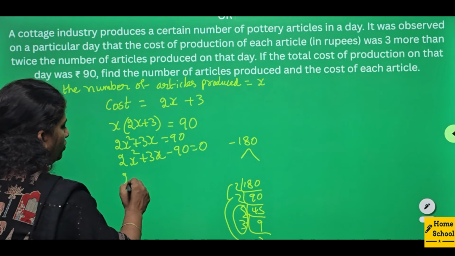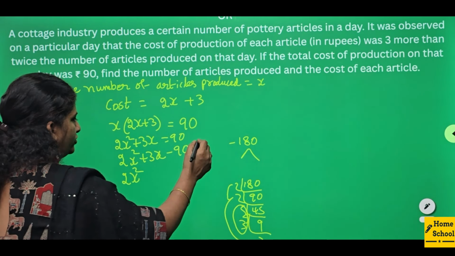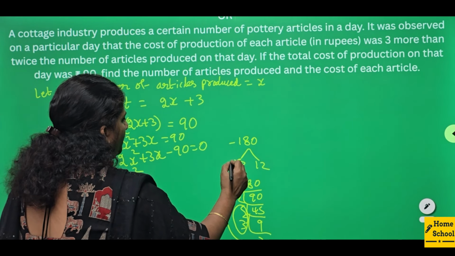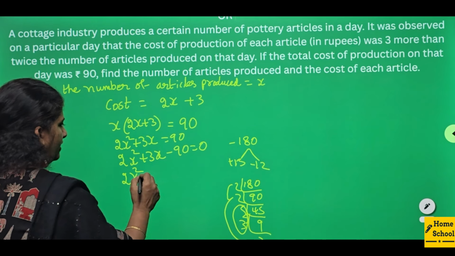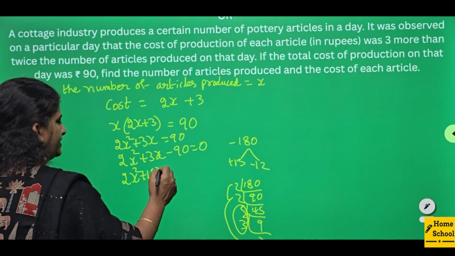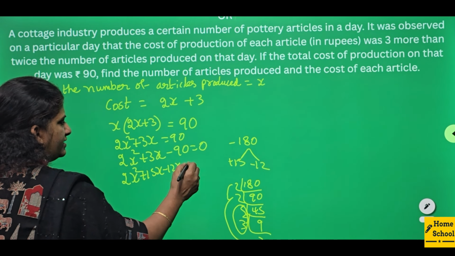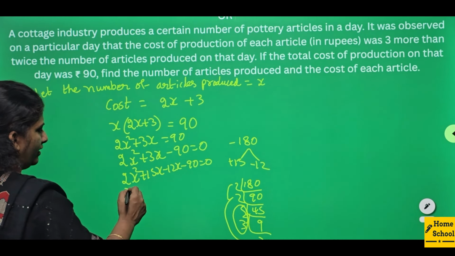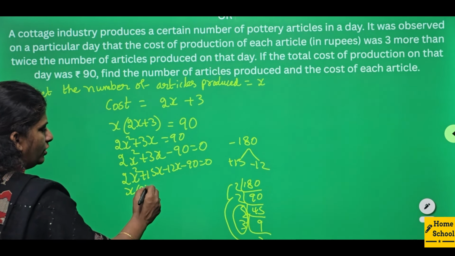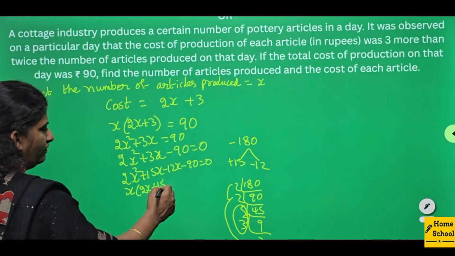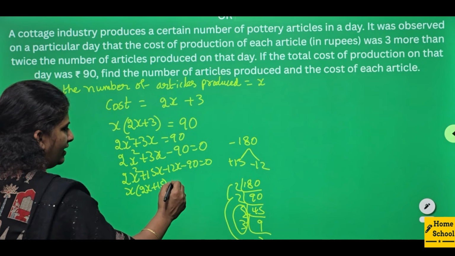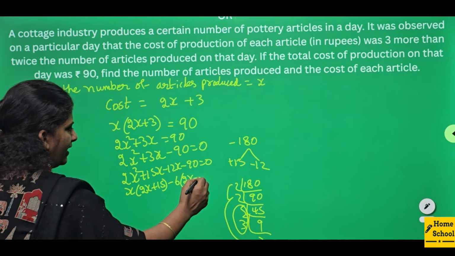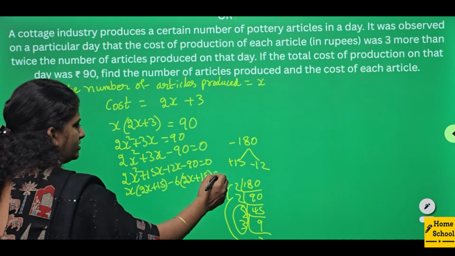Yes. 2x square, you should get plus 3, no? 15, 12. Plus 15 minus 12. Plus 15x minus 12x minus 90 equal to 0. Take out common, x is only common: 2x plus 15, and here minus 6 is common. Take out 2x plus 15 is equal to 0.